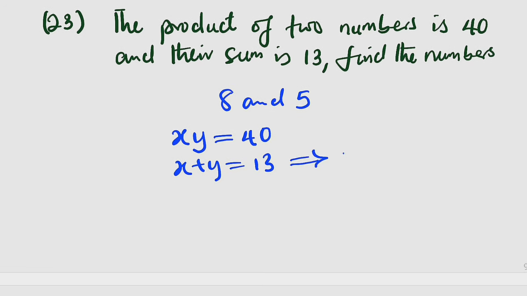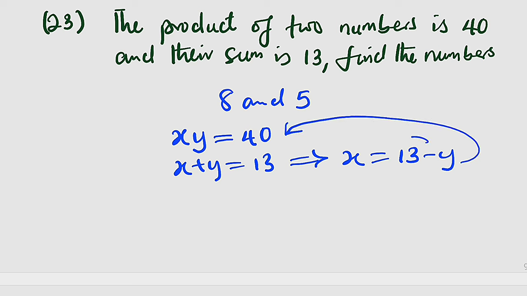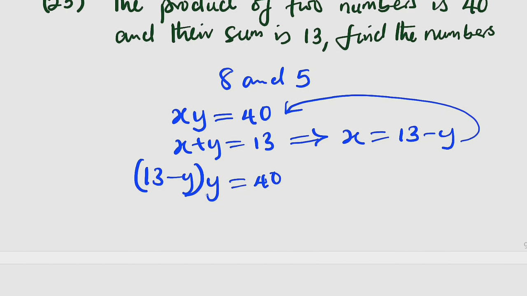Two numbers which we have declared to be x and y, their product is 40, their sum is 13. This implies that x is equal to 13 minus y by making x the subject. And you can simply plug in this equation into this one. Wherever you have x, you replace it with 13 minus y. So for this x, we have 13 minus y, then multiply by the y, which is equal to 40, right? So we expand. Y times 13 is 13y minus y times y, which is y squared, equal to 40.